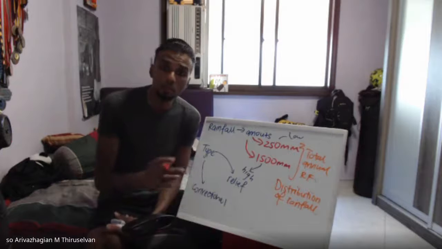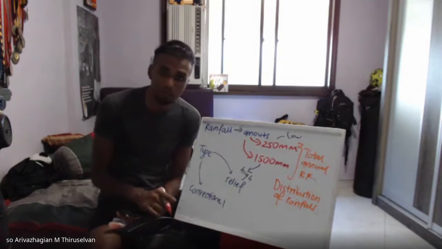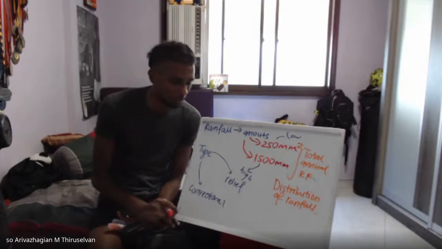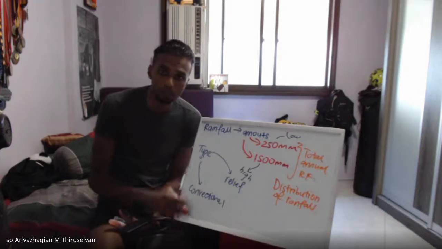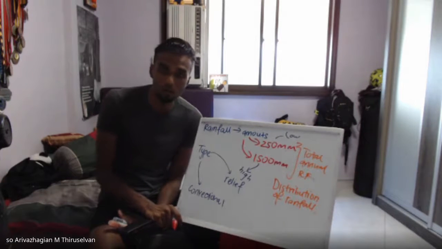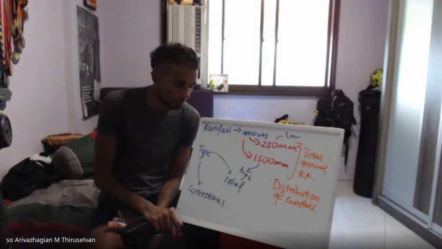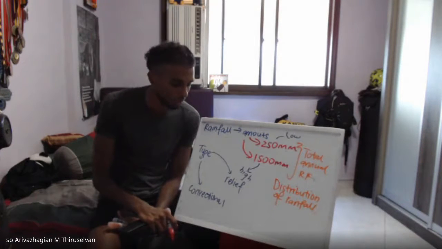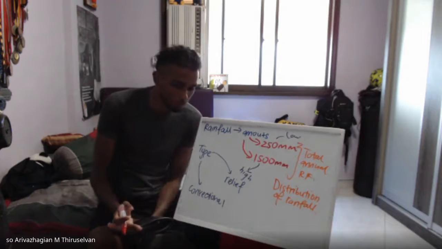There is one more type actually that I believe is more common than relief. It's called frontal rain, but it has been removed from the JOG syllabus for a long time. When I was a student, we used to learn that. I don't know why, but it doesn't matter. So that has been removed.